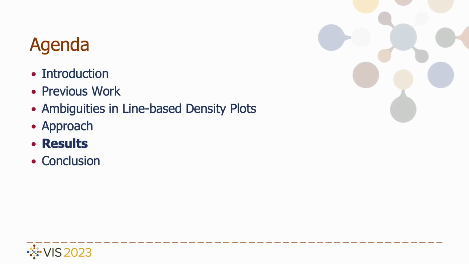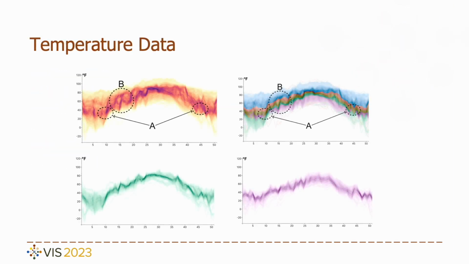Now let's delve into results. In our temperature data, we can observe crossovers in area A, which are challenging to discern in the traditional density plot. We confirmed these crossovers by examining the filter lines. In area B, our approach successfully eliminates the zigzag ambiguity.